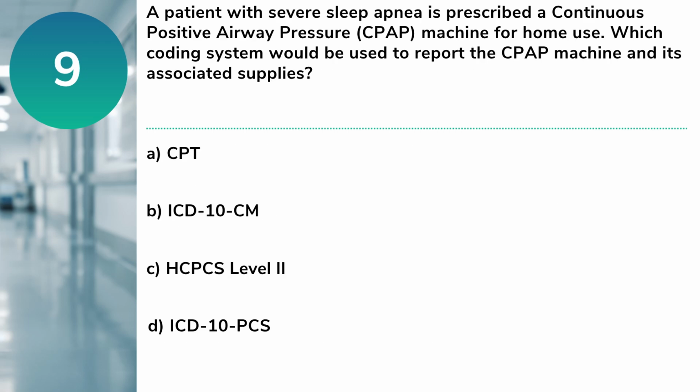Question 9. A patient with severe sleep apnea is prescribed a continuous positive airway pressure (CPAP) machine for home use. Which coding system would be used to report the CPAP machine and its associated supplies? A. CPT. B. ICD-10-CM. C. HCPCS Level 2. D. ICD-10-PCS.